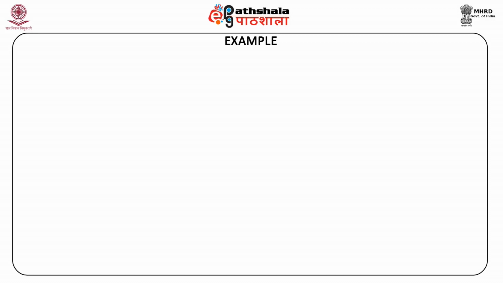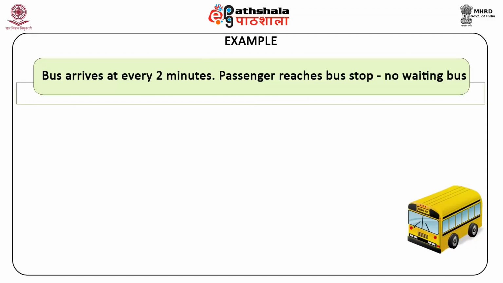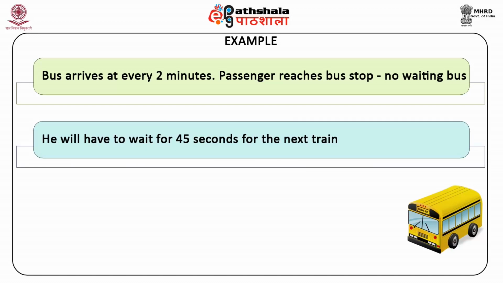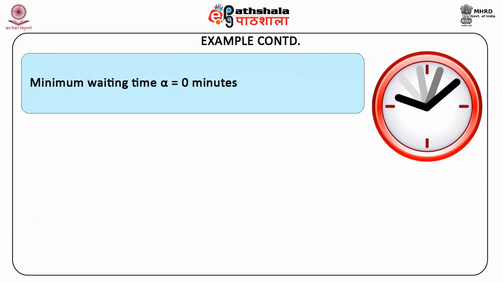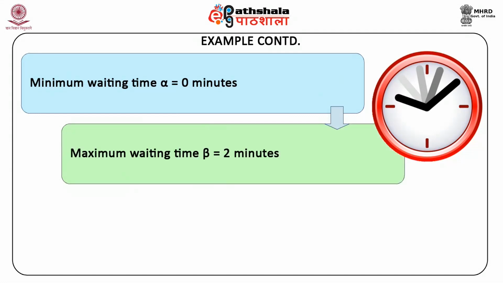At a certain bus stop, a bus arrives every 2 minutes. If a passenger reaches the bus stop when there is no waiting bus, what is the probability that he will have to wait for 45 seconds for the next bus? What is the mean and variance of the waiting time? Minimum waiting time alpha is equal to 0 minutes. Maximum waiting time beta is equal to 2 minutes.